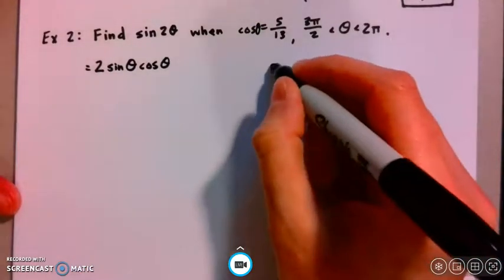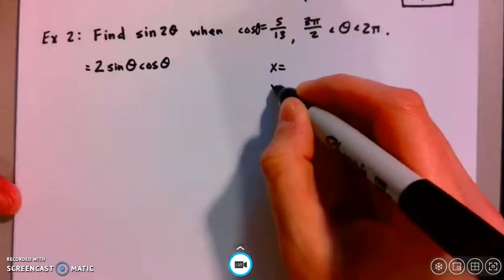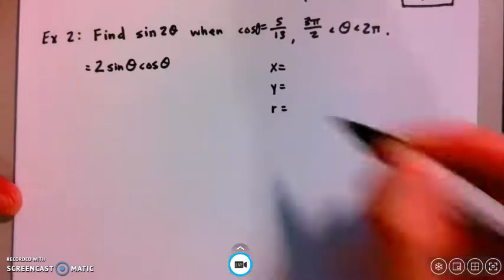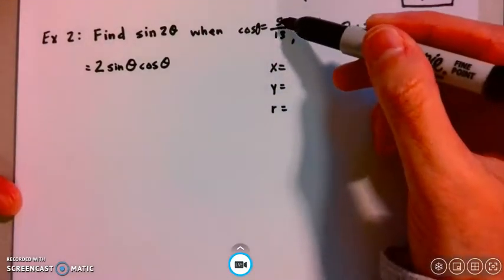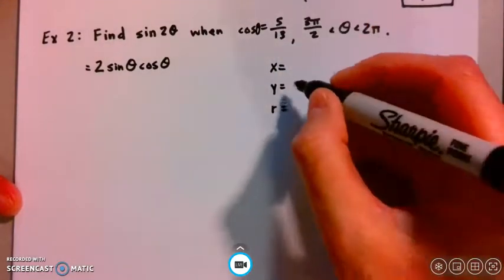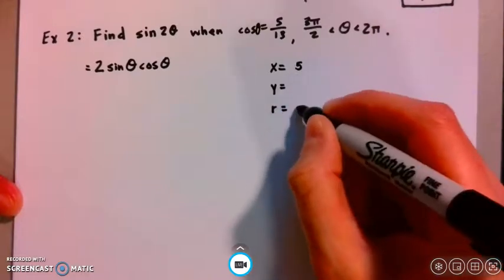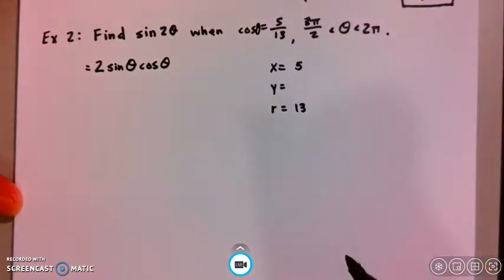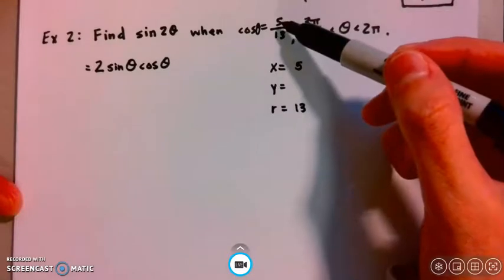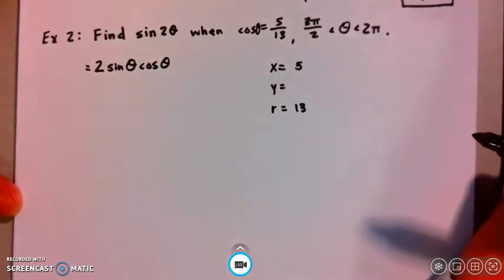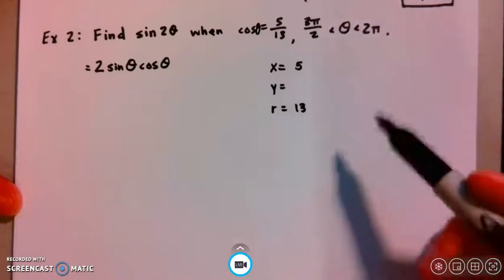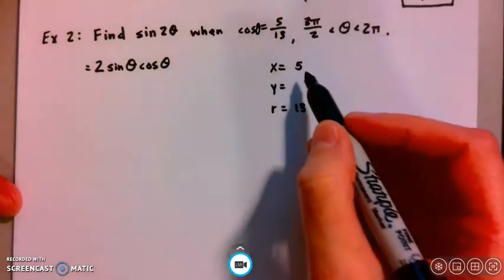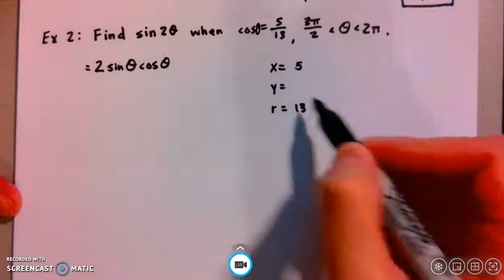So we know, using x, y, and r, that we can find it. Cosine is x over r. So we have 5 and 13. Now keep in mind that this could have previously been 2 negatives that eventually canceled out. So it's going to be important to figure out which quadrant we're in. It may or may not be the case. So we can go ahead and figure out what this is going to equal.